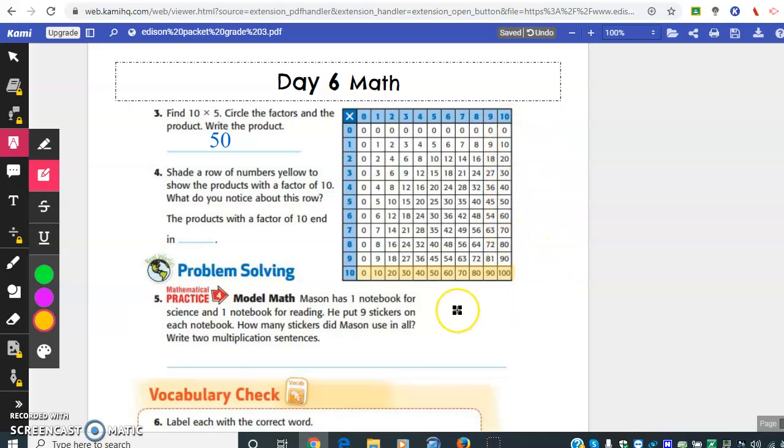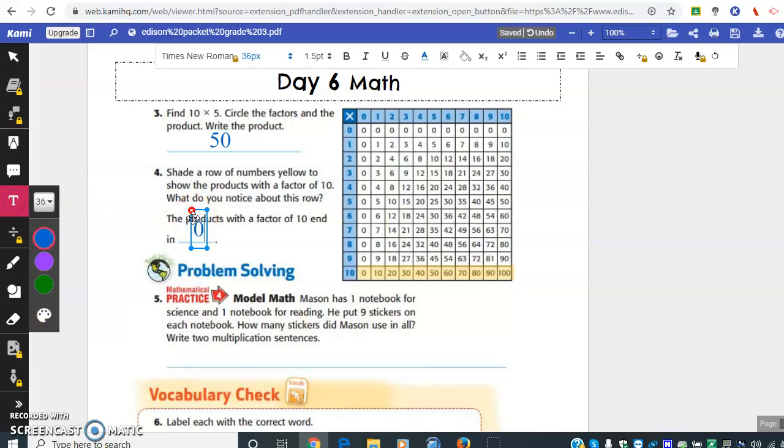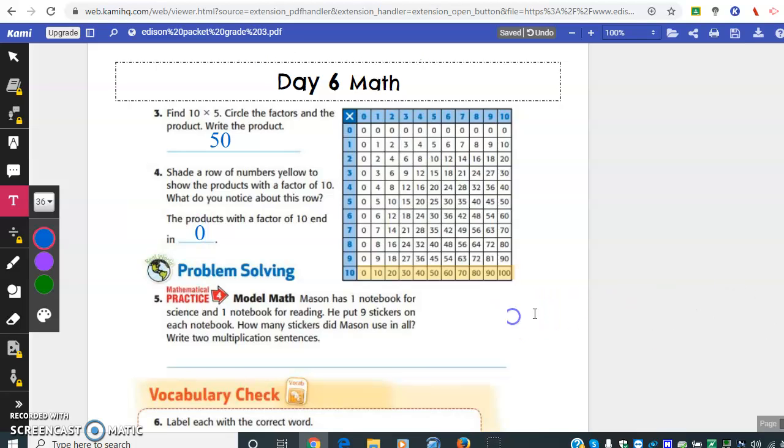And then they say, look at it. All right, I'm looking at it. The products with a factor of 10 all end in the same number. What number is that? 0. Exactly. They all end in 0. So when you're counting by tens, everything you say ends in 0. That's basically what they're saying. Now let's take a look at the problem solving.